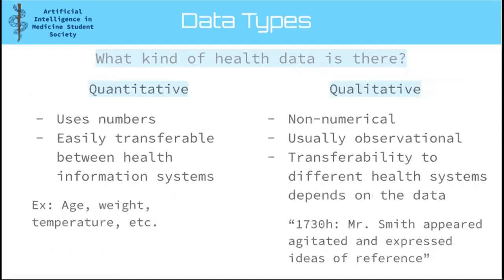Another way of categorizing data is in terms of quantitative data and qualitative data. Quantitative data is basically numbers. Again, these are very easily transferable between health information systems, whereas qualitative data tends to be non-numerical, usually observational, and again, transferability is a little bit difficult when you want to put it from one system to another.